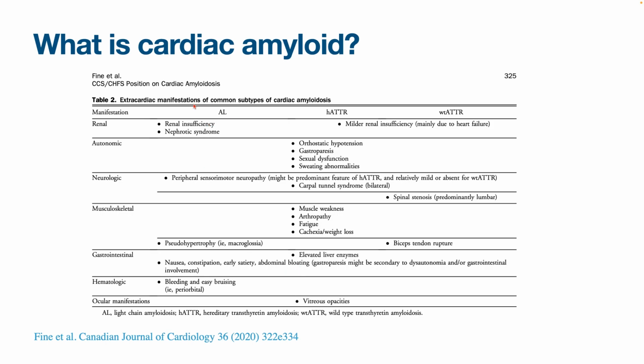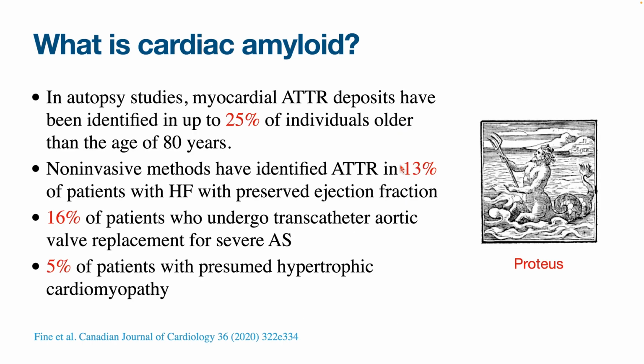But on the AL side, you're more likely to have renal insufficiency, nephrotic syndrome, bleeding and easy bruising, etc. And with the ATTR type, they're more likely to have carpal tunnel syndrome, elevated liver enzymes, and also vitreous opacities. While wild type, they're more likely to have spinal stenosis and bicep tendon rupture. So those are the things that we watch out for on the ATTR type. If you have renal failure, they tend to be slightly milder. So these are some of the clinical ways to find out about them.